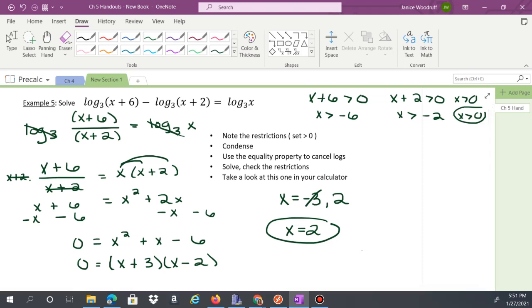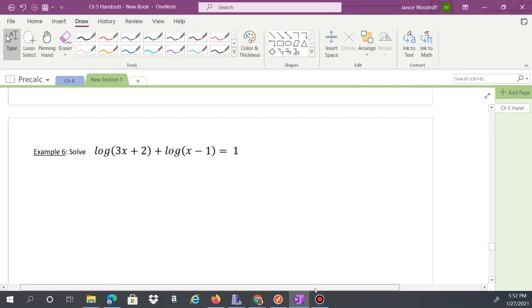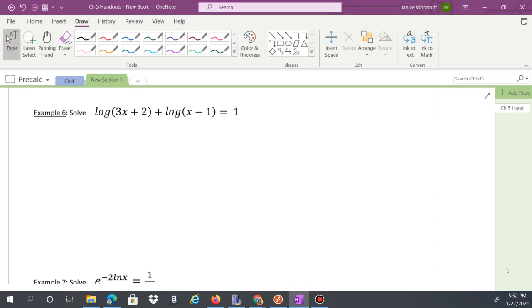Okay, and then if you ever get confused, you can always just look at the graph. Okay, so let's do another one like this, for example 6. All right, so this doesn't have a logarithm on both sides, so it's not exactly like this. So what we're going to do here, you have a log just on one side.